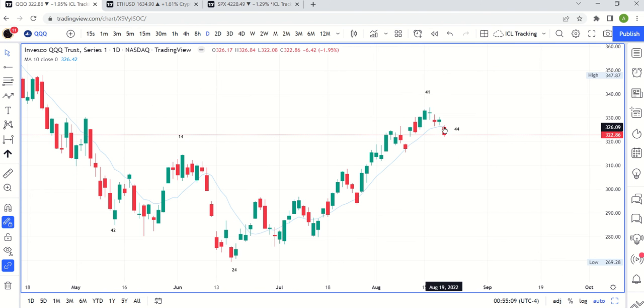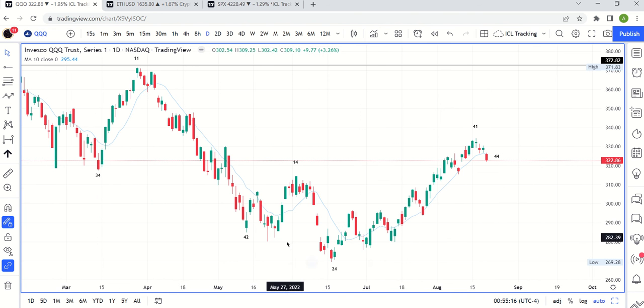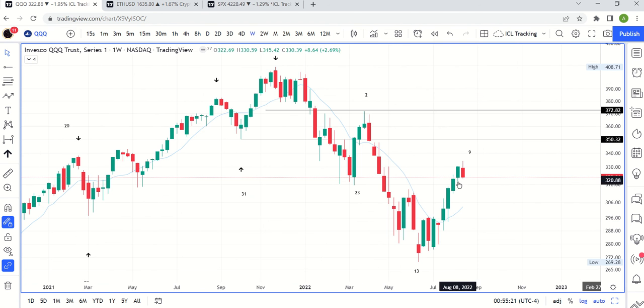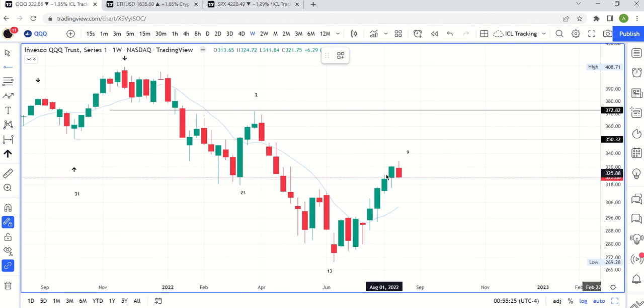In the case of the Qs, we closed well below the 10-period moving average, as opposed to the S&P, which just kissed it a little bit and closed slightly below it. Same weekly count for the Qs, week 9. In the case of the Qs, it was definitely closer to making a new low on the weekly chart for this week. It didn't, of course. You can see we're still up here. But it puts us close to that 315 area, which is that important level to watch.